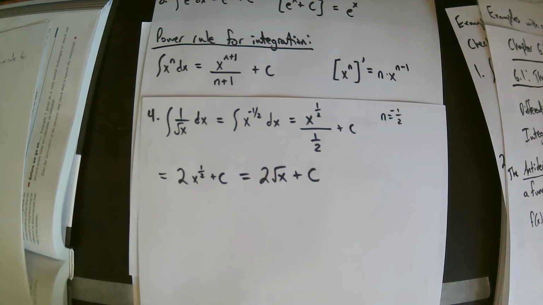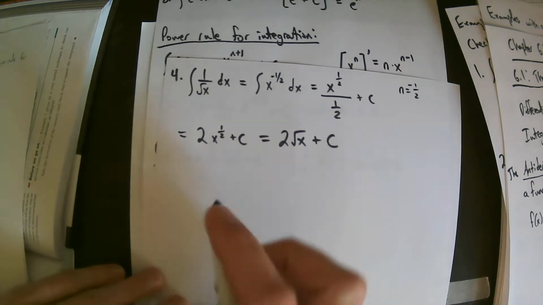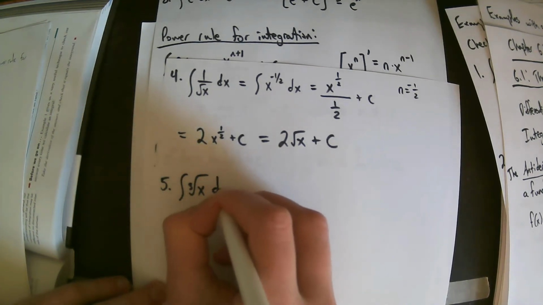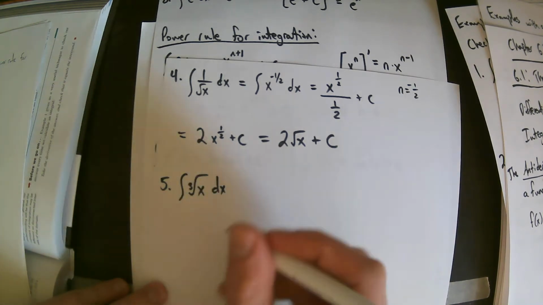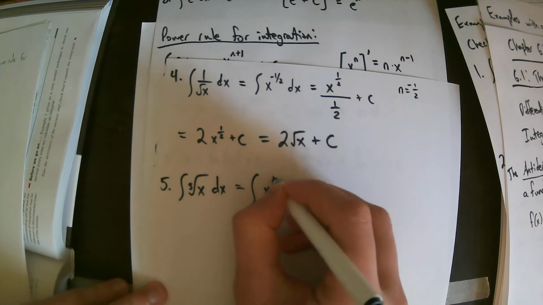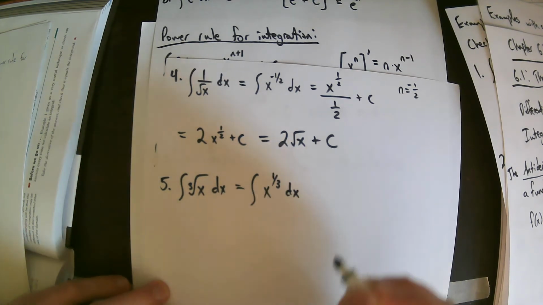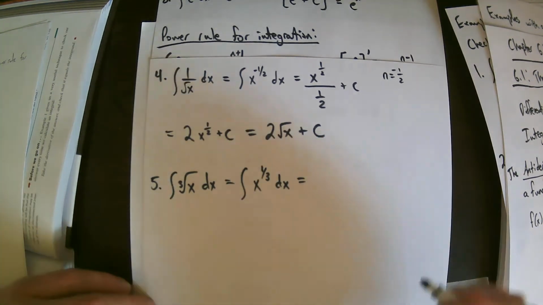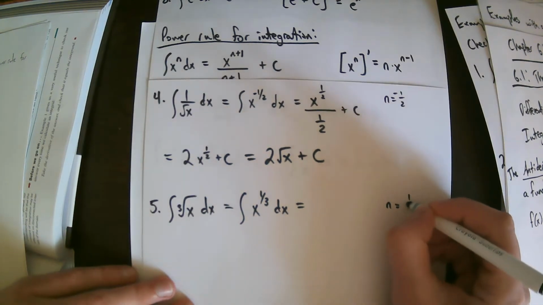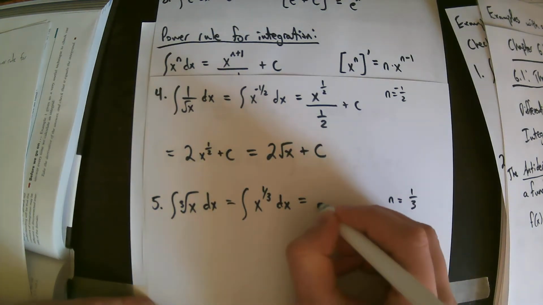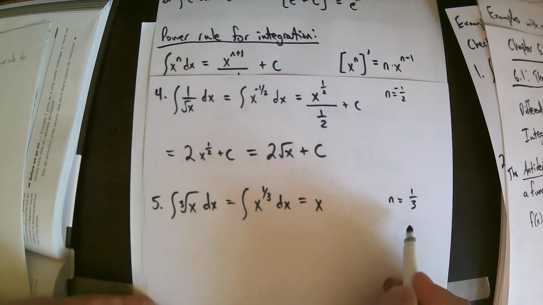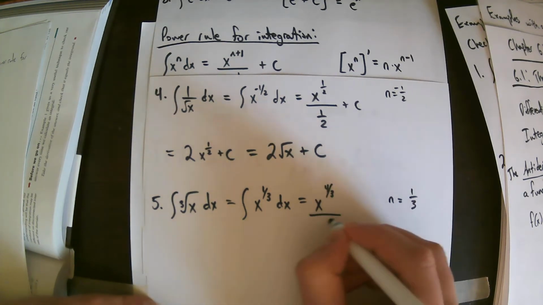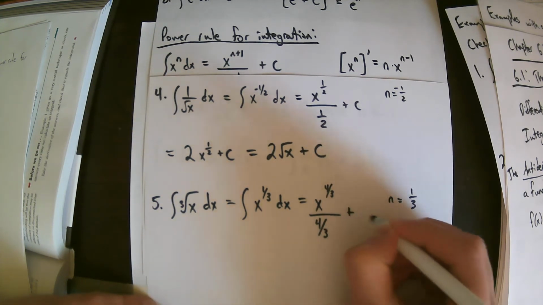Okay. Number 5 is integral of cube root of x. So that's a cube root, that's a little 3 there. But again, I need to know what this is as an exponent, and it's 1/3. It's 1/3 as an exponent. Okay, so now I'm going to apply my power rule for integration with n equal to 1/3. So I'm going to say x to the n plus 1, so what's 1/3 plus 1? Well, that's going to be 4/3. And then in the bottom I should have 4/3. And then plus c.